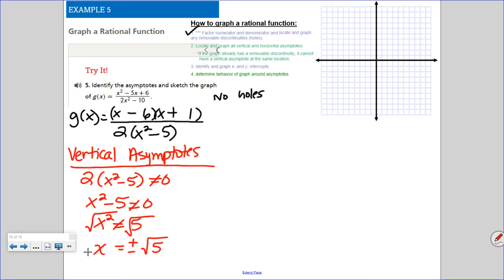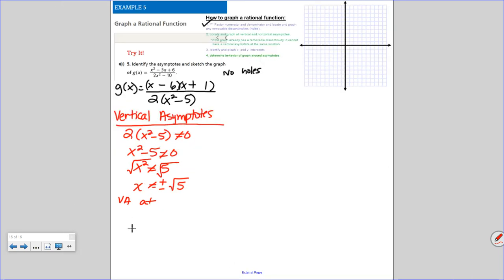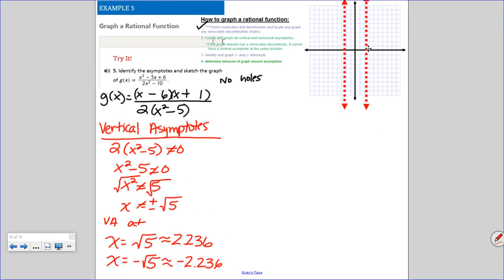So that means I actually have 2 vertical asymptotes. I have a vertical asymptote at x equals the positive square root of 5 and x equals the negative square root of 5. And then I'm going to turn those into decimals to kind of figure out what those are. That's approximately positive 2.236 and approximately negative 2.236. So I'm going to sketch those now. Okay, positive 2.236, negative 2.236.